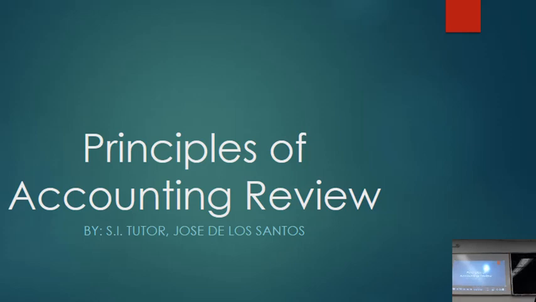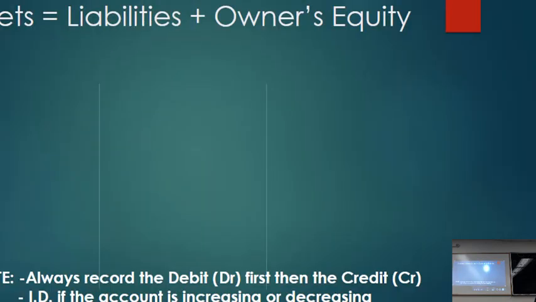Okay, we're going to go ahead and start with just the refresher on how we started off with the principles of accounting itself. So we're going to start with the accounting equation, which is going to be assets equals liabilities plus owner's equity. Now I'm going to break it down so you can understand exactly what each term means. So assets is going to be what you own in the business.